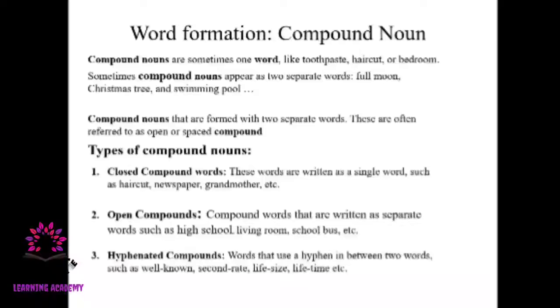Now let's see the types of compound nouns. Closed compound words. These words are written as a single word, such as haircut, newspaper, grandmother. I explained previously, right? There is no gap. When we frame a sentence, we use haircut as one word, newspaper as one word, grandmother as one word. So it is called closed compound words. Next is open compounds. In open compounds, words are written separately, like high school, living room, school bus.